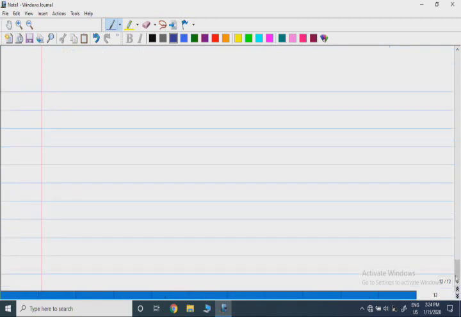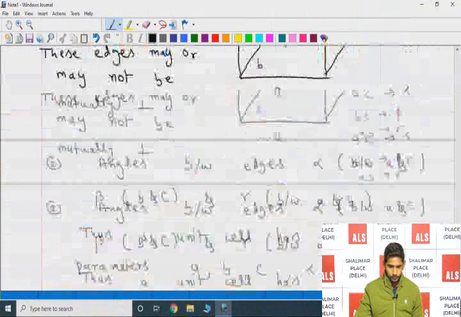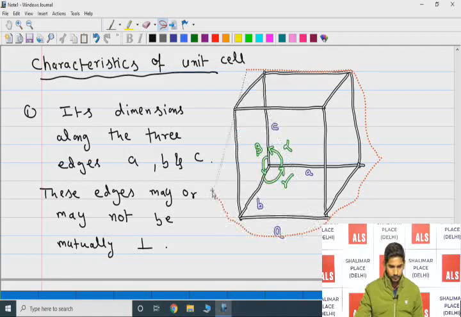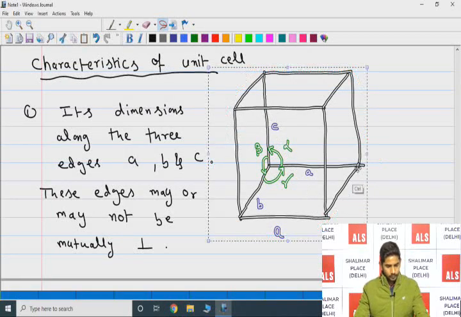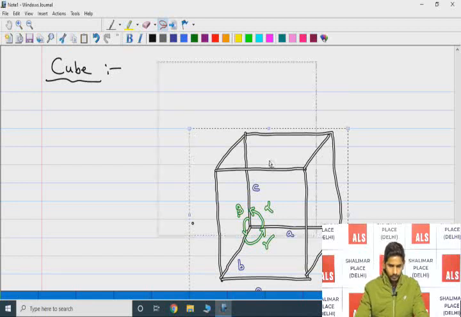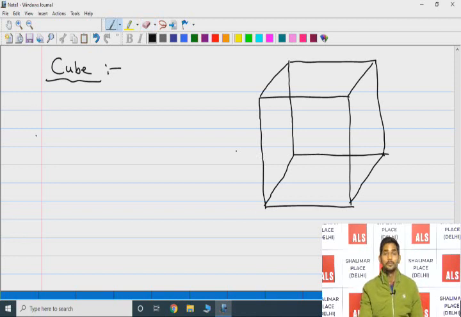Now guys, just look at your screen. First of all, before studying the types of unit cell, we have to study about the cube. Just look at your screen, you have to answer me. I need one person on the system from every center. So, some basic information about the cubes.